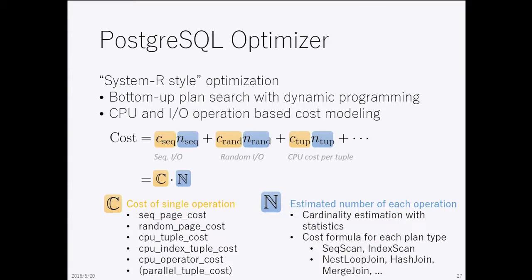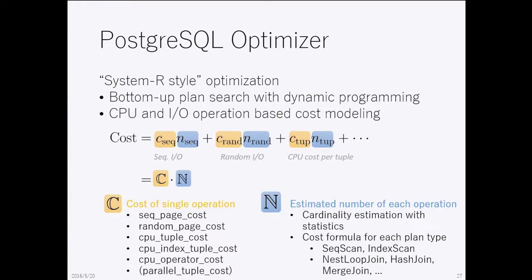Now we move on to the implementation of the Postgres optimizer. As mentioned before, Postgres optimizer is System R style, and the bottom-up plan search scheme is basically the same as the previous slide. For cost estimation, Postgres models execution costs on a per operation basis. Maybe most of you know these five cost parameters. And actually, there is a new parameter, parallel tuple cost, in the upcoming 9.6. But we want to focus on basic cases this time, so it's not covered.